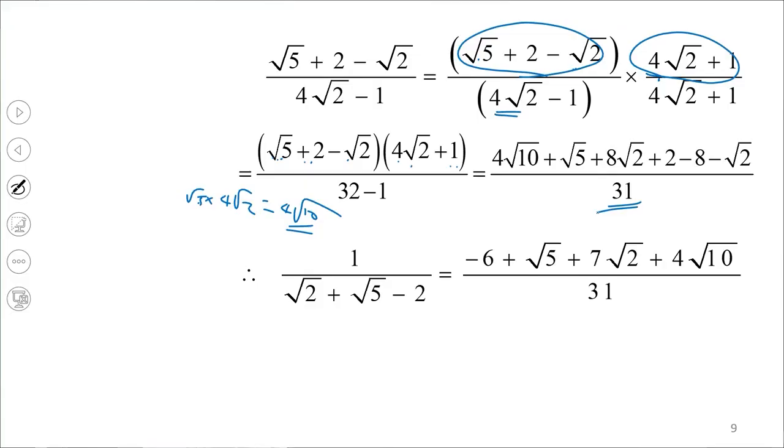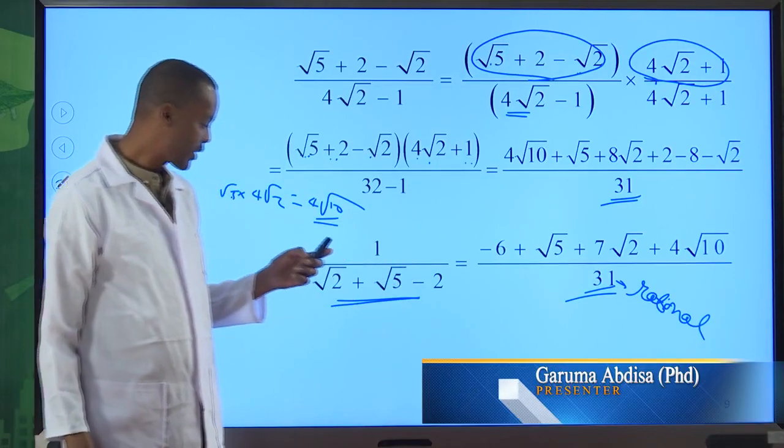By collecting similar terms and adding everything which could be added, finally I will get my original mathematical expression reduced to minus 6 plus root 5 plus 7 root 2 plus 4 root 10 divided by 31. This 31 is purely a rational number, and I have achieved rationalizing the denominator of my given mathematical expression.